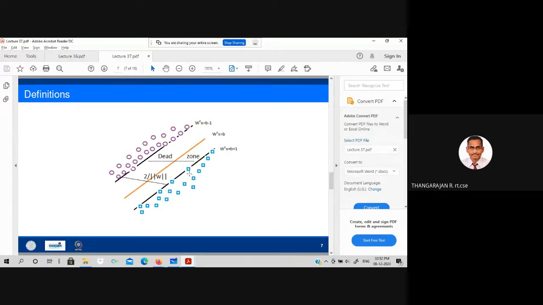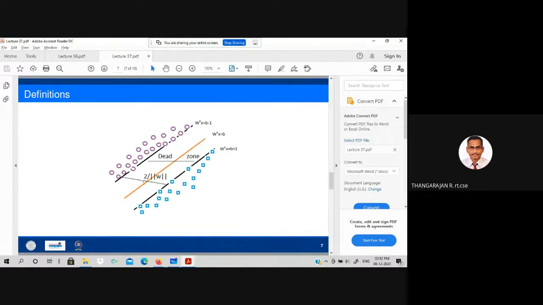linear support vector machine works. It tries to find a margin, and that margin is given by 2 by the Frobenius norm of W. W is the parameter that separates your classes. In the case of 2 dimensions, it is a line. In the case of 3 dimensions, it will be a plane.